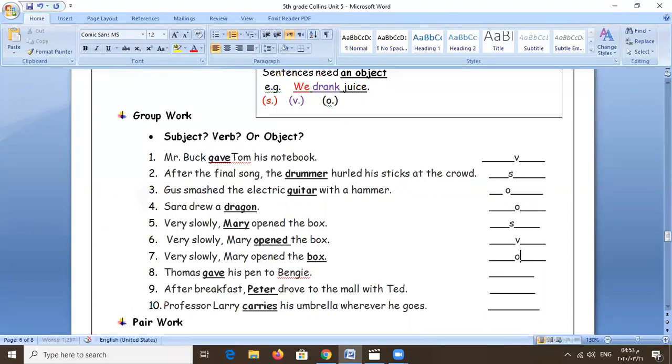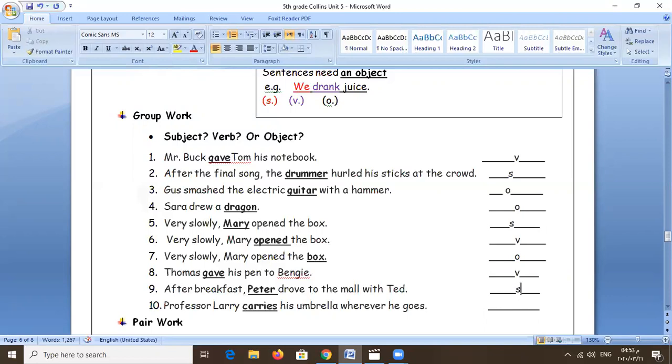Great. Object. Eight. Thomas gave his pen to Bingo. Gave. Yes, from give. It is what? It's a verb. Excellent. Thank you. Nine. After breakfast, Peter drove to the mall with Ted. Peter. Drove is a verb. Peter is what? It's a subject.